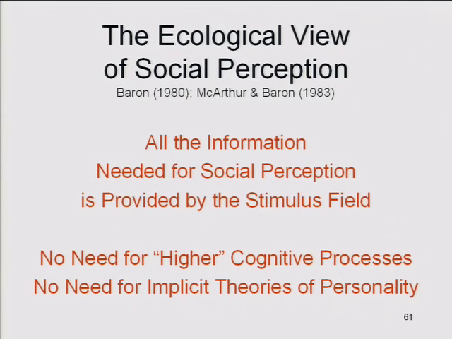The alternative point of view, which comes to us from J.J. Gibson and his students and colleagues, basically says you don't need any kind of inferential process, you don't need any knowledge drawn from memory or anything else like that for perception. All the information you need for perception is provided by the stimulus itself. There's no need for so-called higher order cognitive processes involved in inference, and there's no need for anything like what we were talking about last time, the role of implicit theories of personality in helping us form our judgments of people.